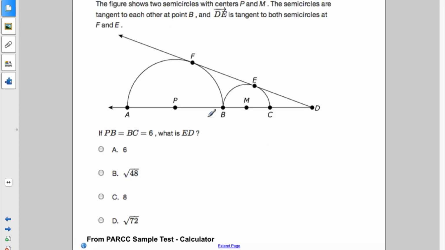The figure shows 2 semicircles with centers P and M. The semicircles are tangent to each other at point B, and DE is tangent to both semicircles at F and E. If PB equals BC equals 6, so 6 and 6, what is ED? All right, well, the answer to this question is the square root of 72, but we will take the next several slides to explain how we figure that out.